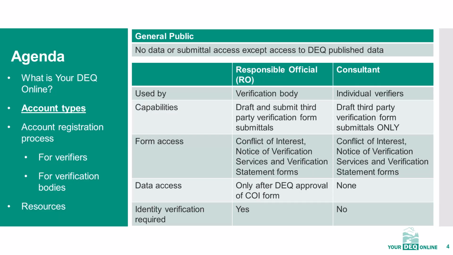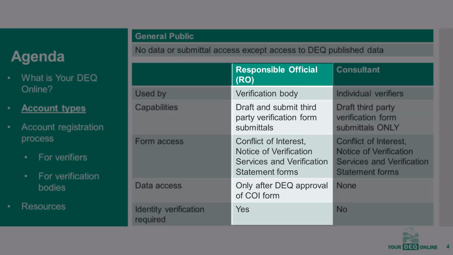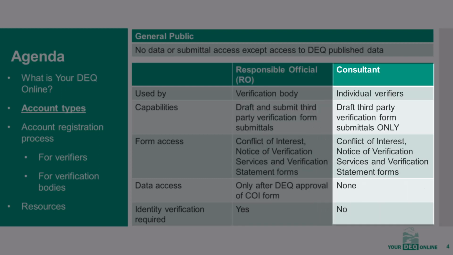The other two account types do have access to form submittals. The Responsible Official, or RO, account is the account type that should be selected by verification bodies. This account type can both draft and submit third-party verification form submittals, and is the account that will have access to a responsible entity's submitted data once DEQ approves the Conflict of Interest form. The Consultant account type should be selected by individual verifiers and lead verifiers. This account will have the ability to draft third-party verification forms, but will not be able to submit them and cannot access the entity's data in the system.